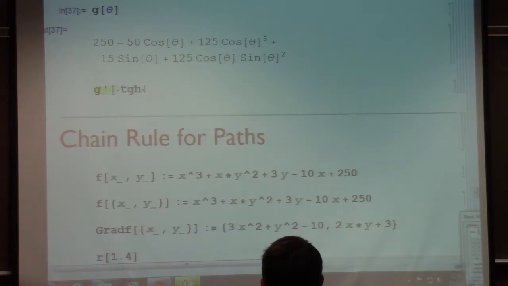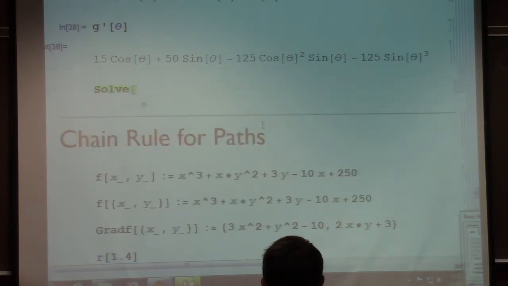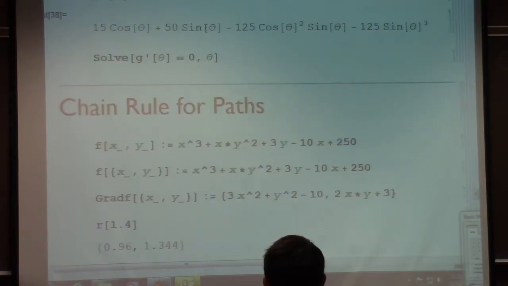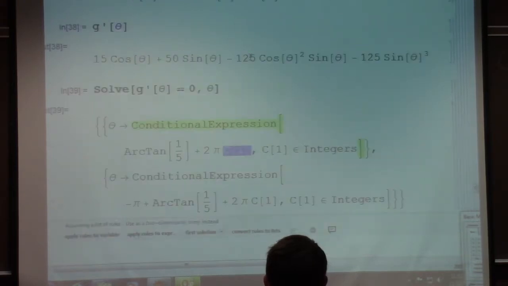We can find g prime of theta, for example, like this. We can solve for where g prime of theta is 0. Mathematica does produce some output for this using something called the conditional expression. Effectively, this conditional expression, along with this statement, says the answers look like this when C1 is an integer. It's not so surprising, it's a periodic function.